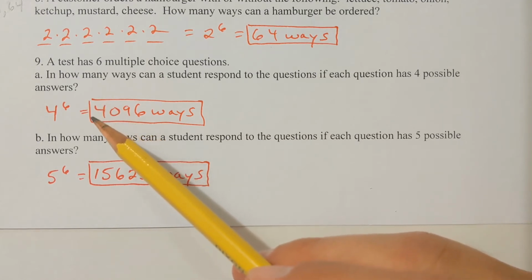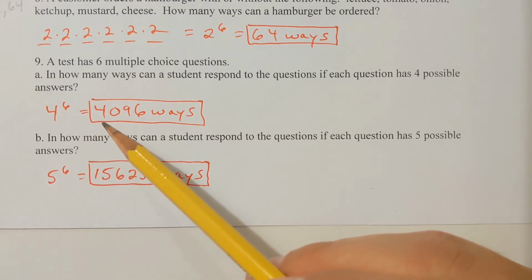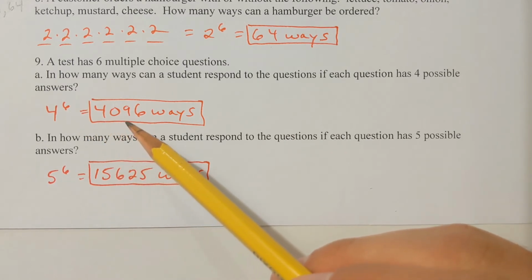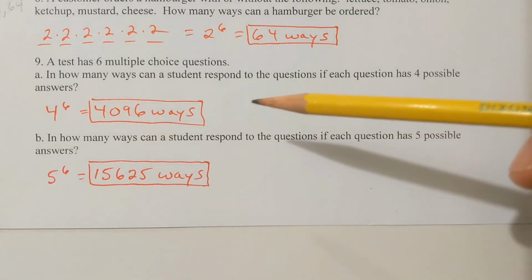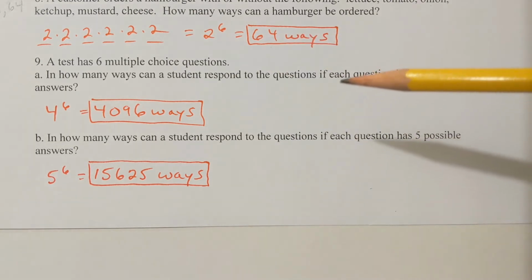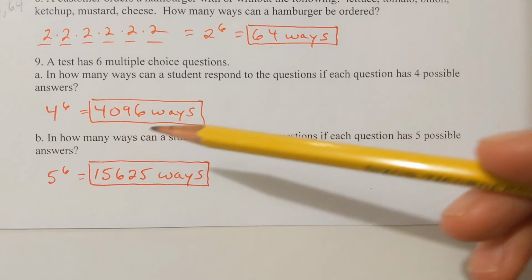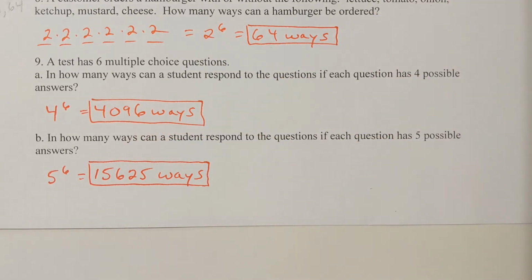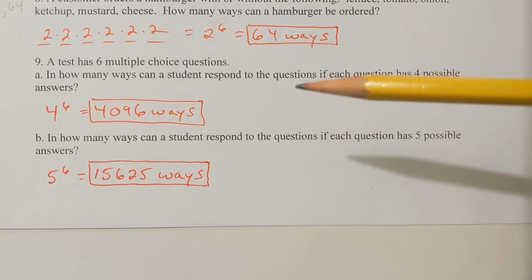That'd be the same as 4 to the 6th power, which would be 4,096 ways. Now if I'm just guessing, even though this is a multiple choice test, 6 questions, that's not a whole lot. There's 4,096 different versions of the test, and of course only one of those is going to be the one where all 6 of them are correct. So just guessing, if you don't really know the subject matter, is not a good strategy.